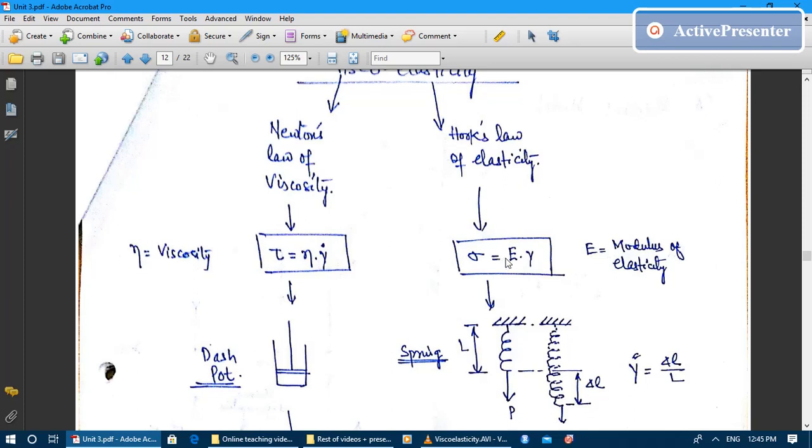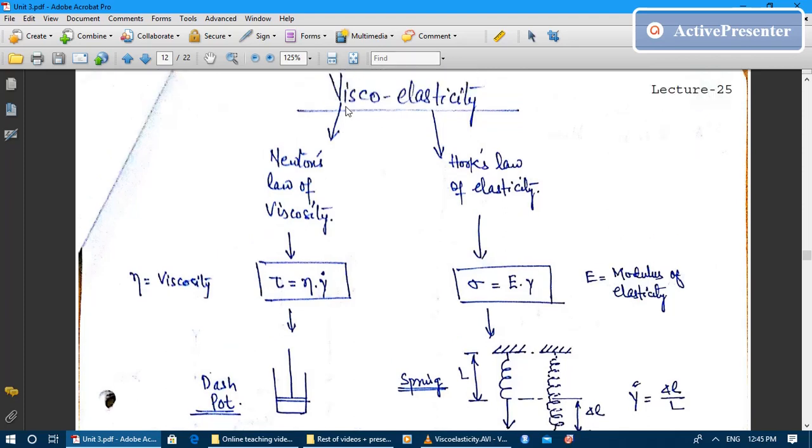So this is the elastic element. Elastic element, upon the application of the load it will deform, and upon removal of the load it will completely regain its original shape. So this is the definition of an elastic element.